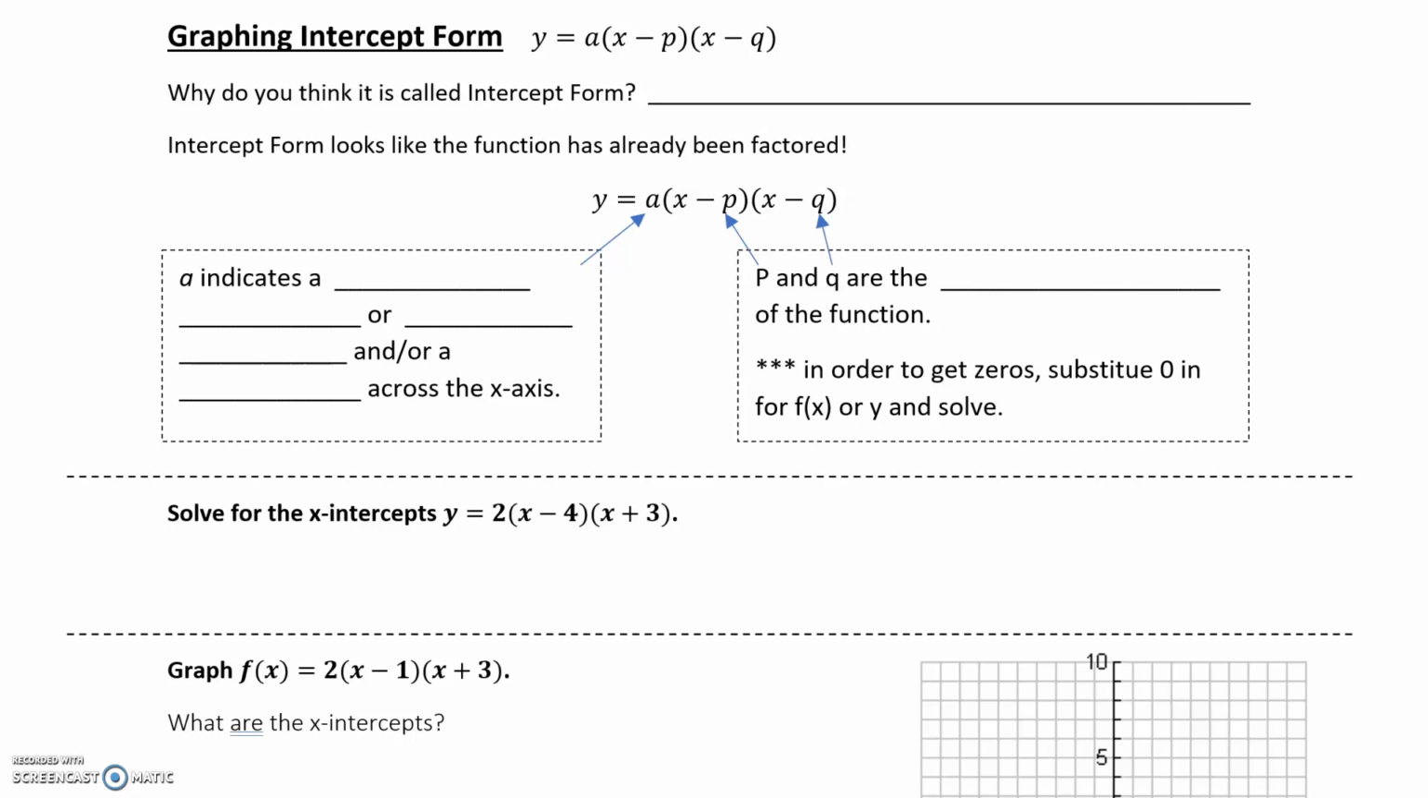So we see here our intercept form is y equals a times x minus p times x minus q. So why do we think it's called intercept form? Basically, it gives us our x-intercepts.